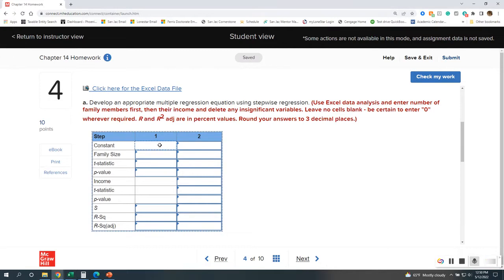Our constant is 938.582. That is our y-intercept. Family size is 614.1176. T-statistic, 5.288751. P-value, 0.0007.